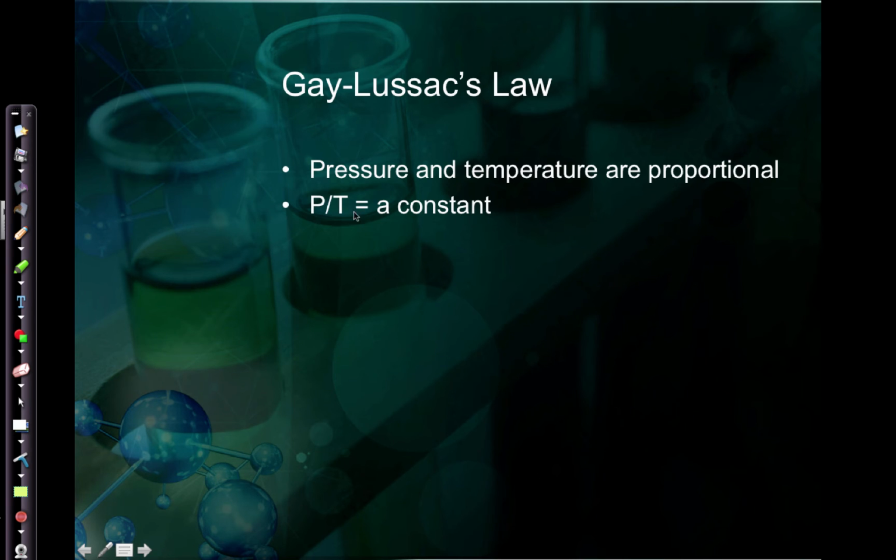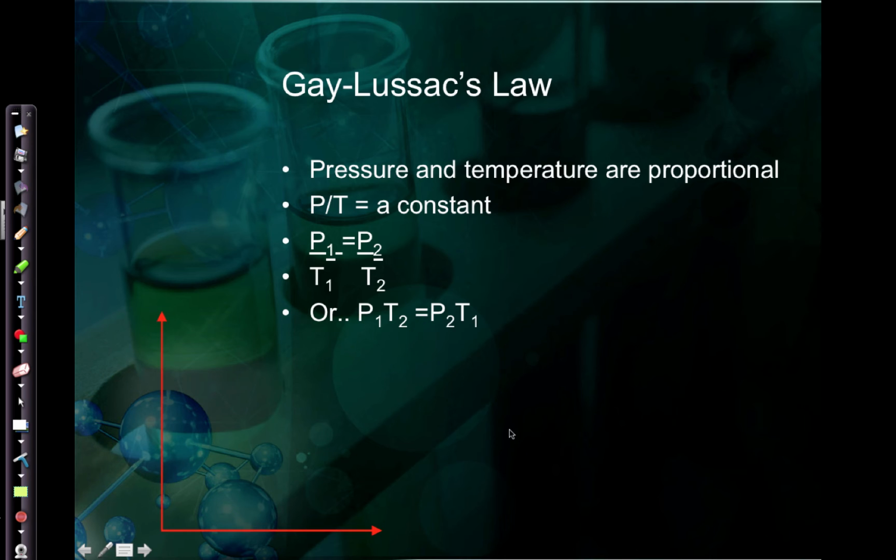So again, you can take the pressure of any gas divided by the temperature at that temperature and get a constant. So you have another equation. And you should have a direct relationship, so it should be a straight line. Here pressure will be on the y-axis, and temperature will be on the x-axis.